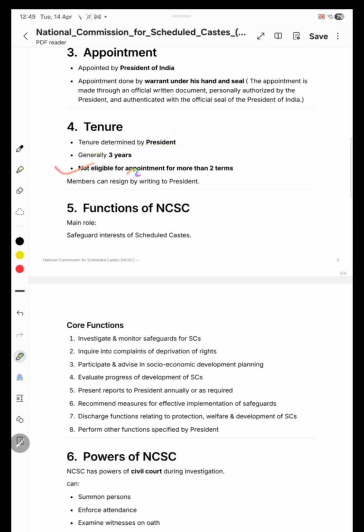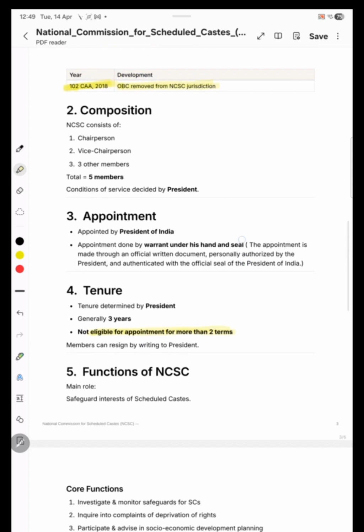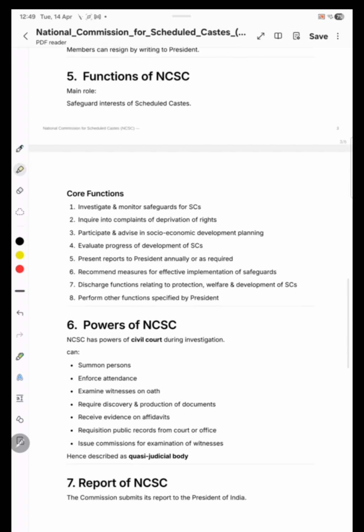Okay, and they are not eligible for appointment for more than 2 terms, right? So they can only be appointed for 2 terms, not more than that, and the members can resign anytime by writing to the president, right? Now for NCSC, their functions are centered around scheduled caste.